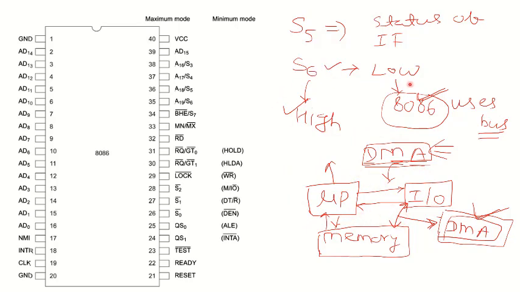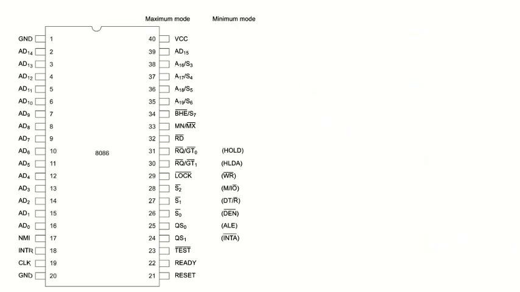So basically, when S6 is low, it means the microprocessor 8086 is using the buses. Whenever S6 is high, it means DMA operations are being performed. So till now we have discussed VCC, ground, this pin, third, fourth, sixth pin, seventh, eighth, ninth, 10th. We have already discussed these.